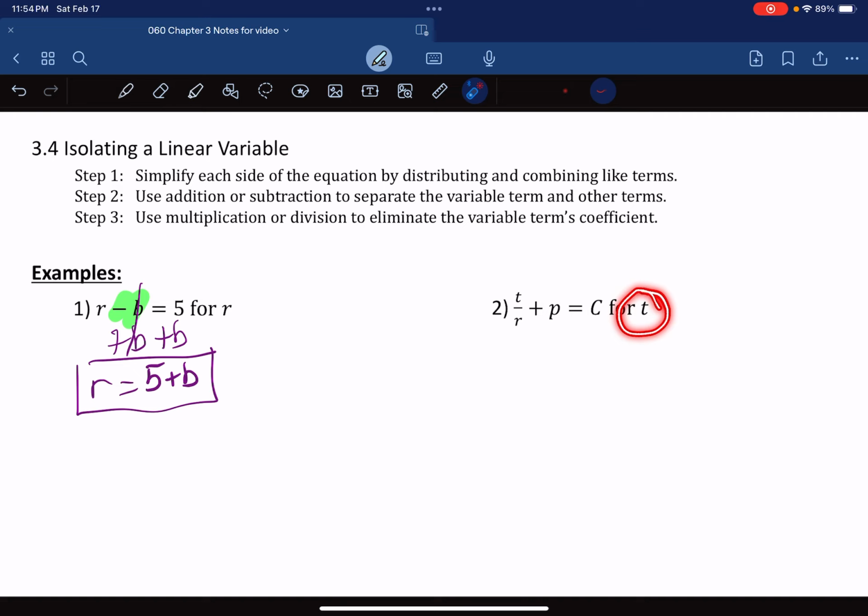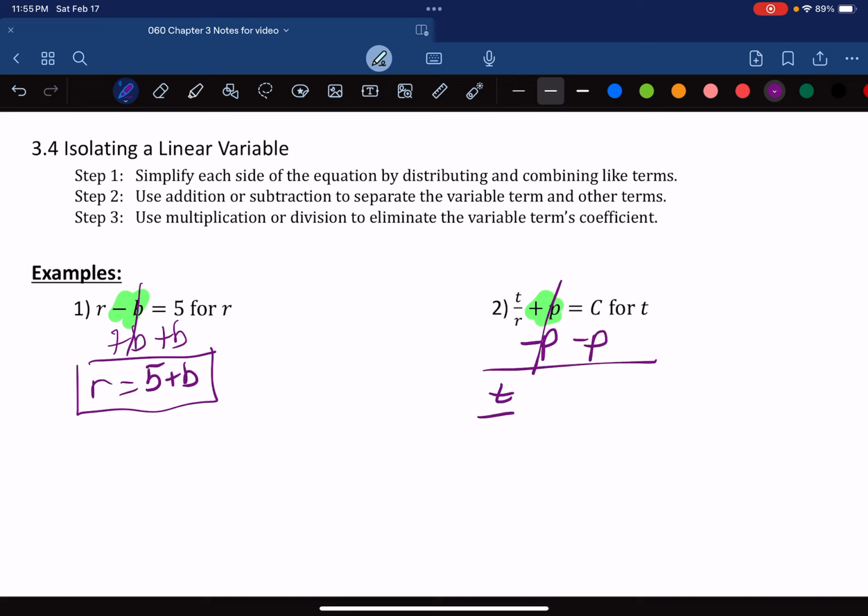And let's isolate the variable t in this next equation. First thing I want to do is get rid of this p that's being added by subtracting p from both sides. p and c are not like terms, and so I can't combine them. I'm just going to put the minus p right beside it.